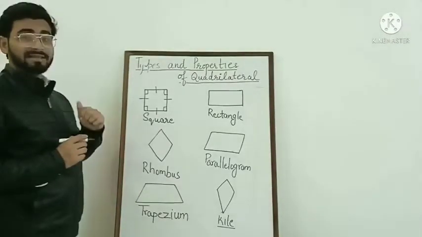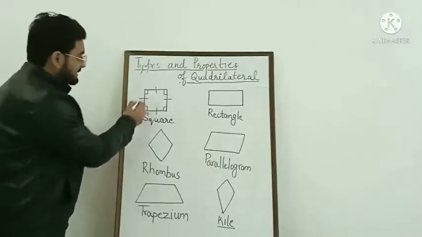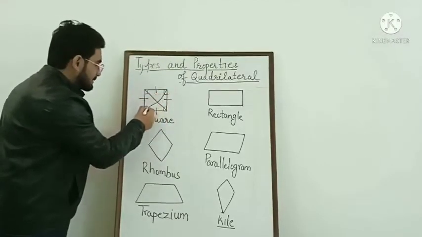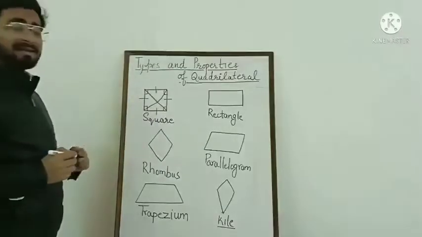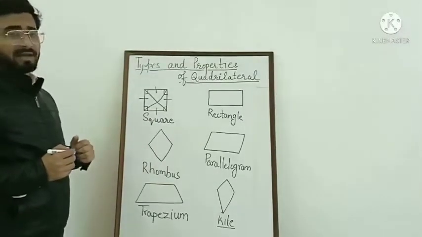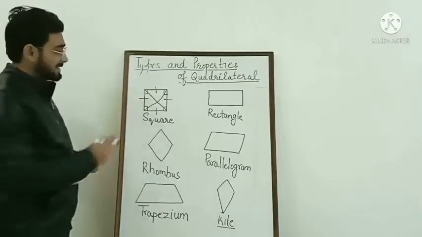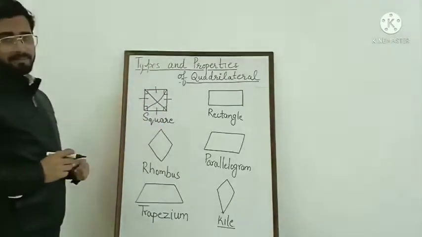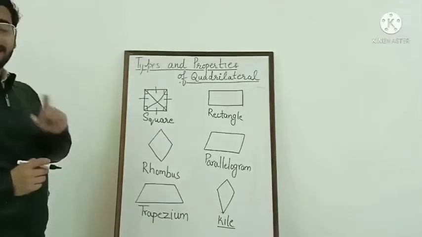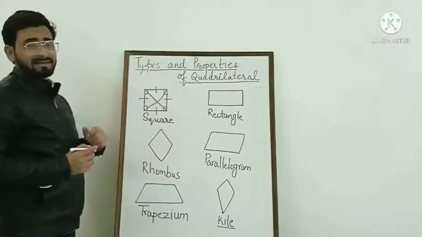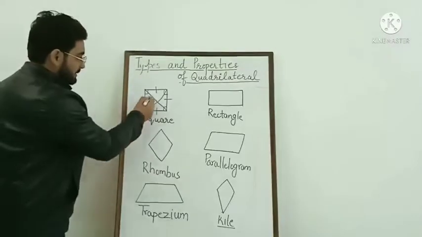And if we talk about the diagonals of a square, these are the diagonals, this one and this one. One diagonal is this one and the other one is this one. Both the diagonals are equal, and the diagonals bisect each other perpendicularly.